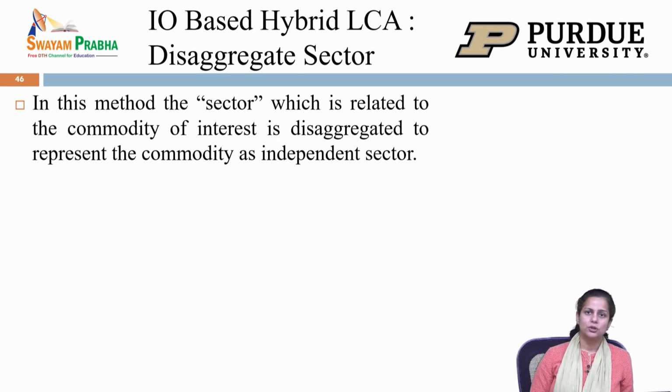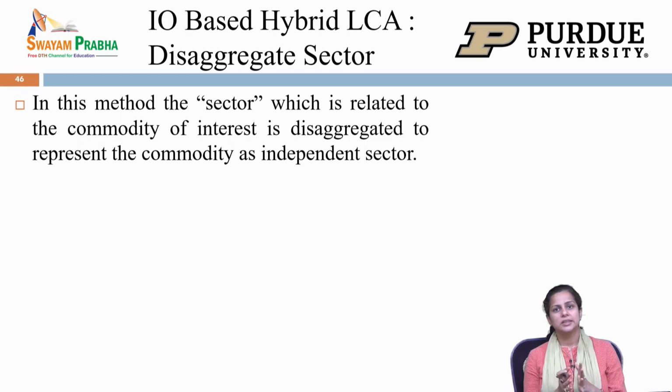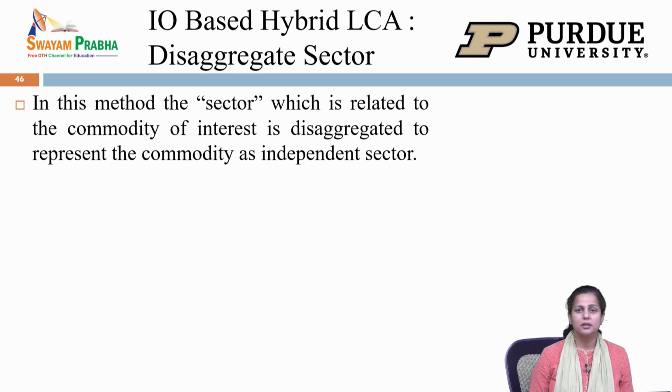So, in this method what we do is that the sector which is related to the commodity of interest is disaggregated to represent the commodity as independent sector. So, what do we mean by that? Sometimes in the economy one sector can make multiple products. For example, the energy sector may combine coal energy, fossil fuel energy, renewable energy such as wind and solar. But let us say we only want to study the impact of solar energy generation. In that case, we really need to update the model so that we segregate the impact of solar energy from the wind and the coal energy.